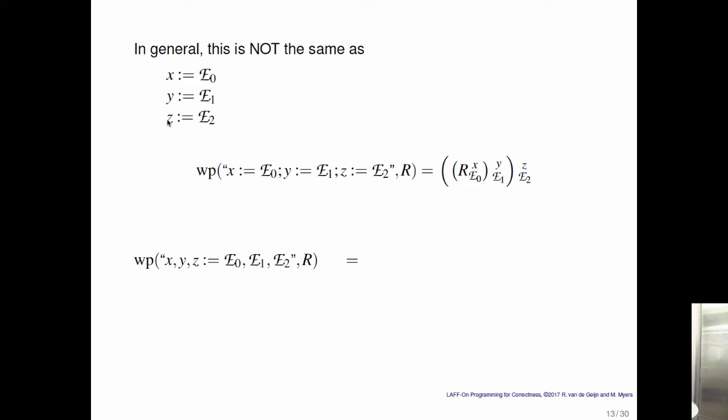And contrast that to what we just defined. There you have to check whether the expressions are valid, but then the important part is that you simultaneously substitute E0, E1 and E2 for variables x, y and z. The difference between these two will become clear when you do some of the homeworks.